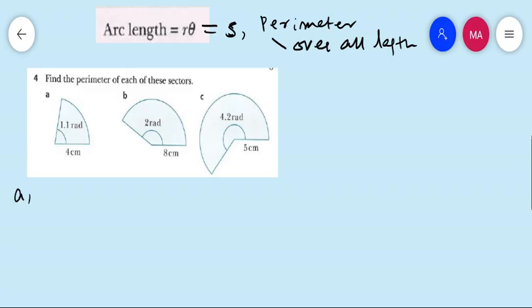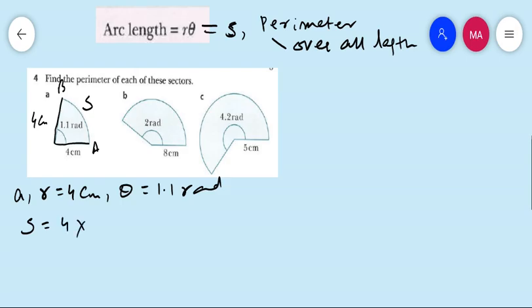where R, the radius, is 4 centimeter and theta is equal to 1.1 radian. So the perimeter is this line, which is 4. In a sector, radius is always equal, this is 4, and this is the arc length. For example, if this one is point A, this one is point B, so A to B is the arc length. How to find arc length? S is equal to R, 4, into theta 1.1. So 4 into 1.1 is 4.4.